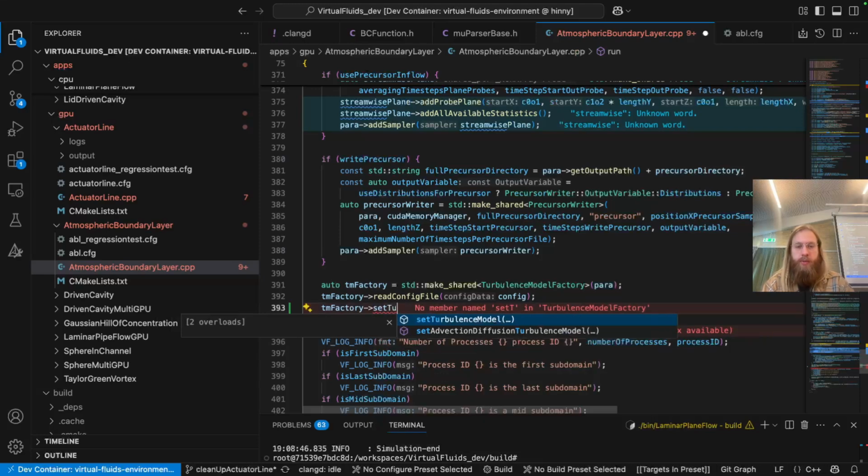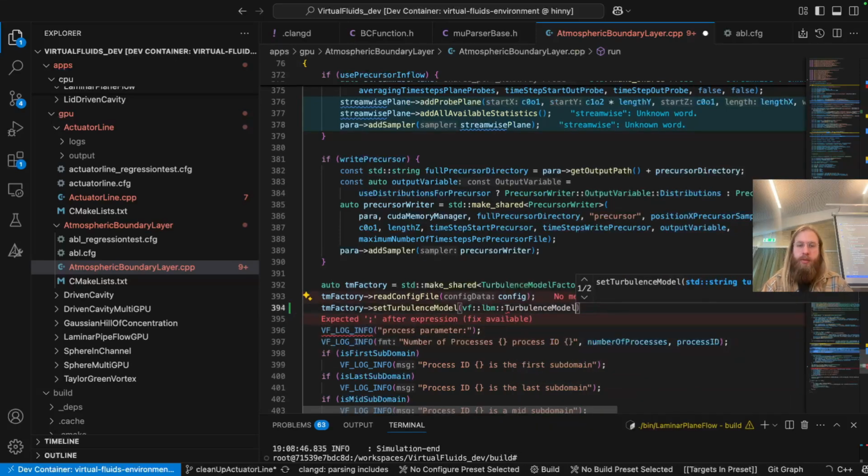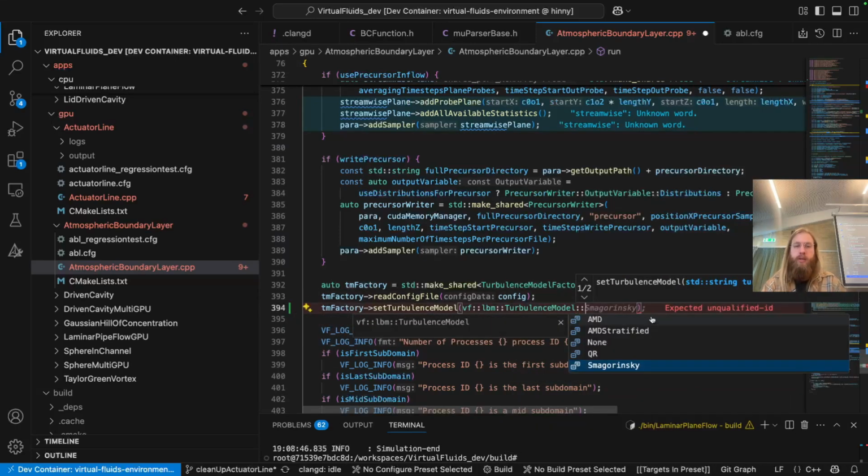with set turbulence model, and then I can either give it the string or exactly this value of the turbulence model, and they are hidden here, and then it already pops up which turbulence models you have. So the QR, Smagorinsky, and AMD, and also very recently we added the AMD for stratified flows, but the stratified bit is not there yet. The turbulence model is there already though.